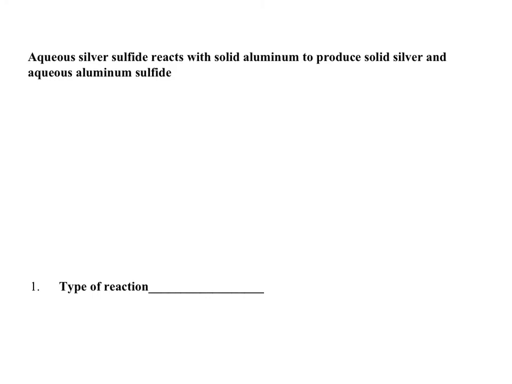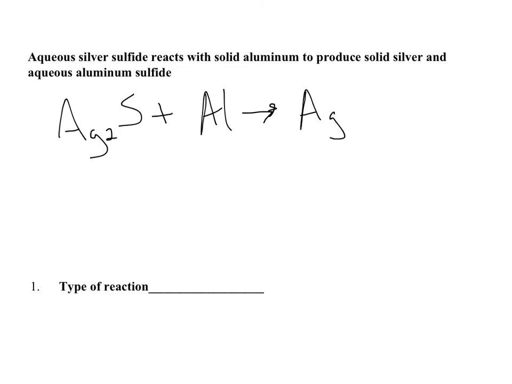So silver sulfide. Sulfide is just sulfur. Sulfite would be SO3, but sulfide, IDE, is just plain sulfur. That's aqueous, but I'm going to leave out the symbol to save some space. It reacts with solid aluminum, and the result is solid silver plus aluminum sulfide, which is Al2S3.